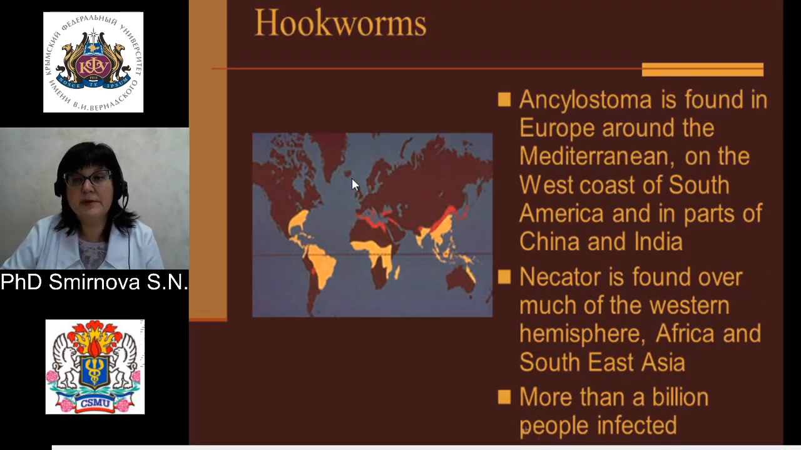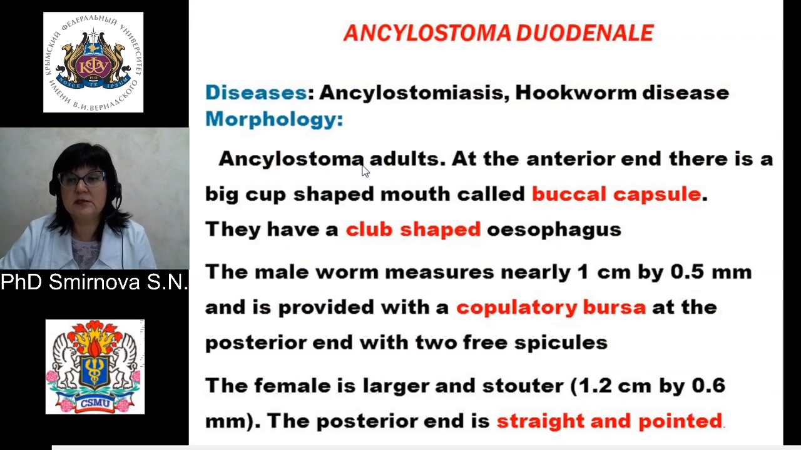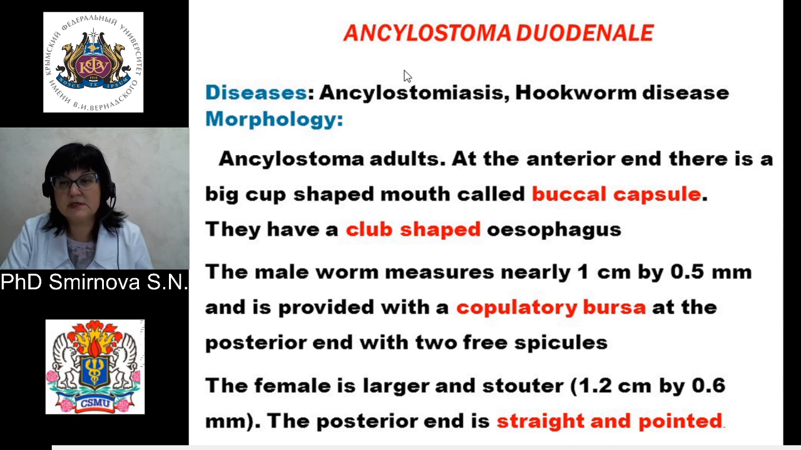Next, members of class Nematoda: hookworms. Of these parasites, only two are more important. These are Ankylostoma duodenale and Necator americanus. Ankylostoma duodenale causes the disease ankylostomosis, or hookworm disease.